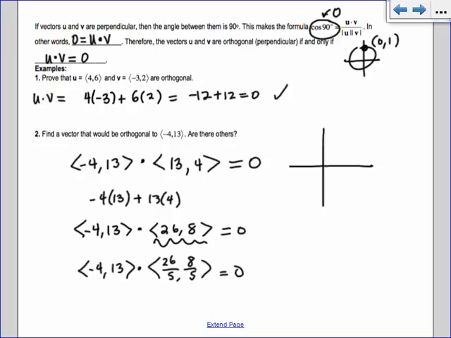So if I sketch it out, I have -4, 13. Let's do 13 here. That's my original vector. And 13, 4 is here, and they are perpendicular to each other. But what about these other ones? Well, if I have 26, 8, it's still the same line. Okay, it's just a lot longer. And maybe I have one that's a little bit shorter, right? That's still orthogonal. So it's still the same direction, it's just their lengths are different when you're multiplying by a scalar. So yes, there are an infinite number of answers.